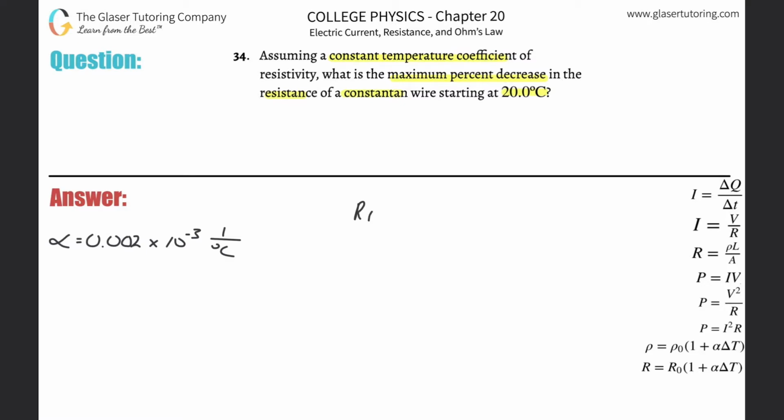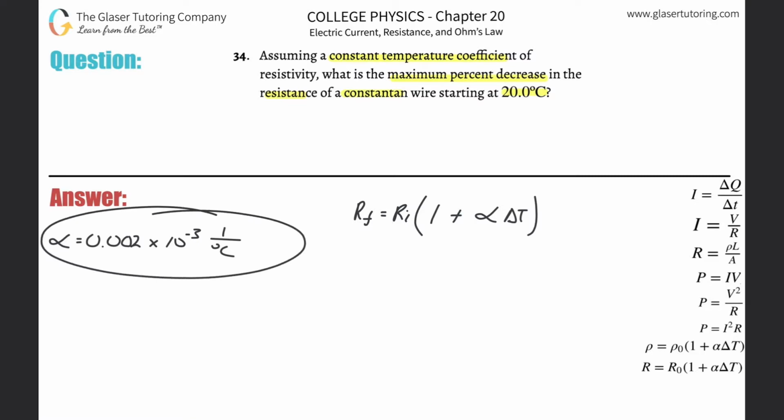The formula is the final resistance will be equal to the initial resistance multiplied by 1 plus our temperature coefficient, multiplied then by the change in temperature. So what's the temperature coefficient for Constantan wire? Well, we just looked that up. Here it is. But notice the main idea is that it's positive.